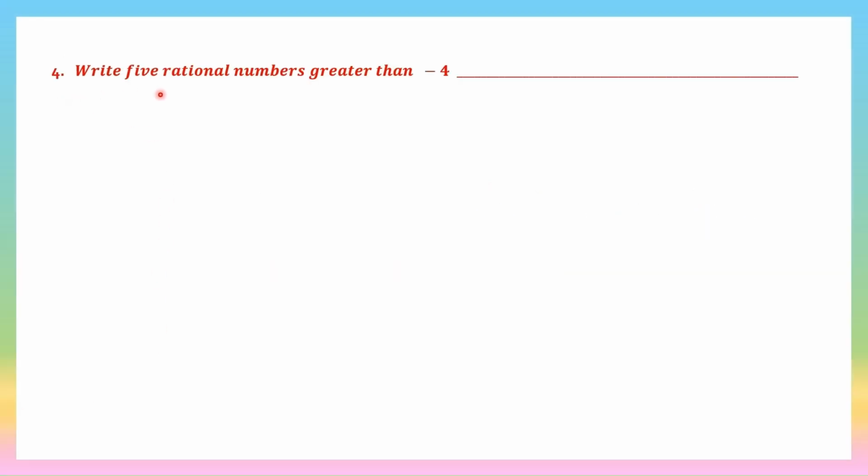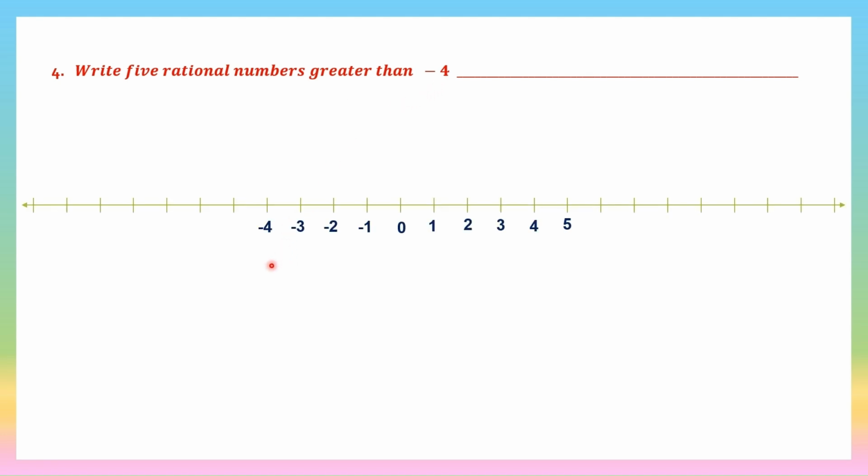Question 4. Write 5 rational numbers greater than -4. Okay, so all numbers that come to the right of -4 on a number line. Now let's take a number line like this. So we have a number line, we have -4 here. All the numbers to the right of -4 are greater than that. So all the numbers to the right, as you continue, you can fill this in with more numbers. But numbers to the right of -4 are all greater.